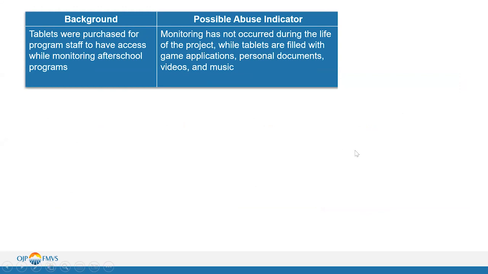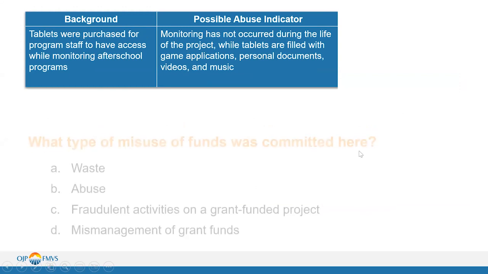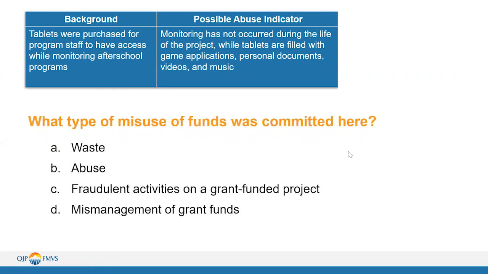Okay, the background. Tablets were purchased for program staff to have access while monitoring after-school programs. And then a possible abuse indicator. Monitoring has not occurred during the life of the project while tablets are filled with game applications, personal documents, videos, and music. What type of misuse of funds was committed here?